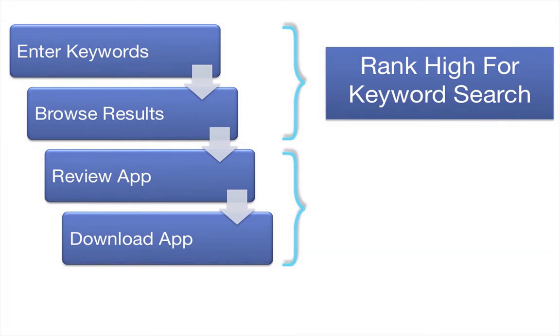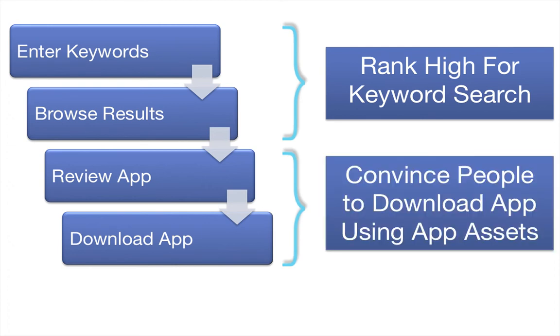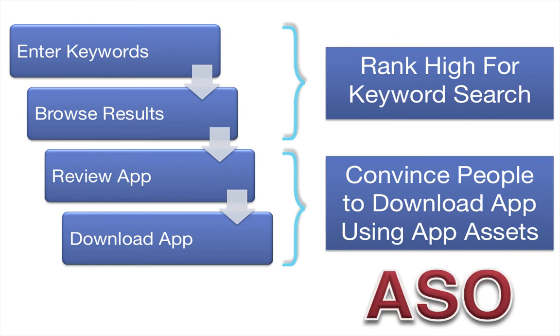The second step that happens once your app is part of the results is that people have to be convinced that the application is worth downloading just from looking at the assets that they are seeing in the App Store. I'm talking about the app icon, the screenshots, the number of reviews, what's written in the reviews, and the description also. In summary, the keyword optimization and the application assets optimization, both of them combined, are what we are calling App Store Optimization, or ASO.